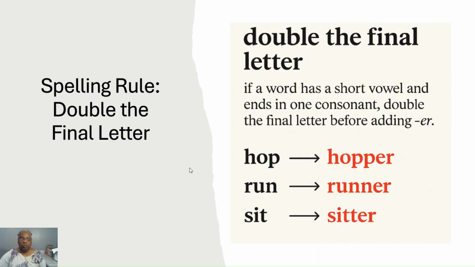Here's a special rule to remember. If a short word has one vowel and ends in one consonant, we double the last letter like this before adding ER.